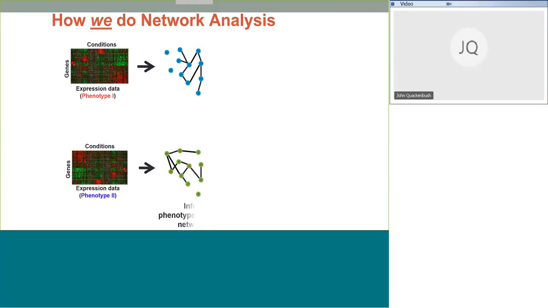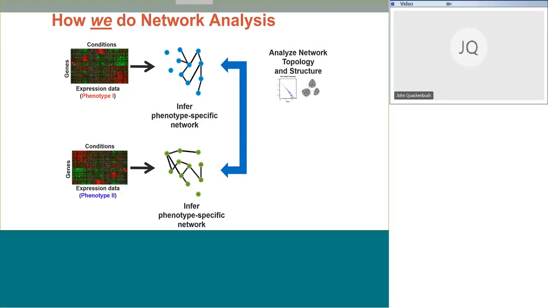What we end up doing, and one of the things we find very informative, is to think about the genes as being fixed, but the connections between those genes, the edges in these models, being distinctive for each phenotype. So I'm going to infer phenotype-specific networks that are really defined by the patterns of connectivity that we see. And then we're going to take those models and we're going to analyze their topology and structure to see what that tells us about the underlying biological systems we're studying.